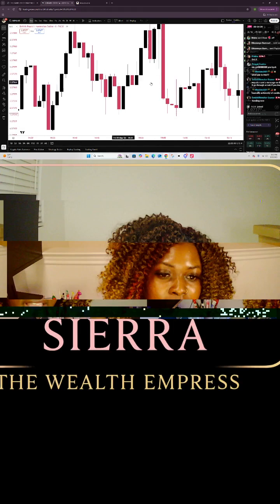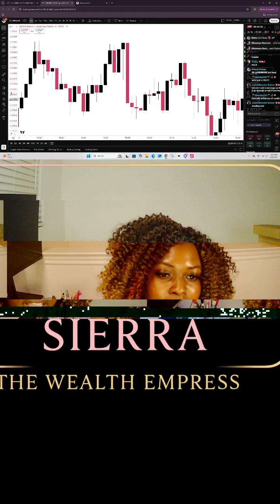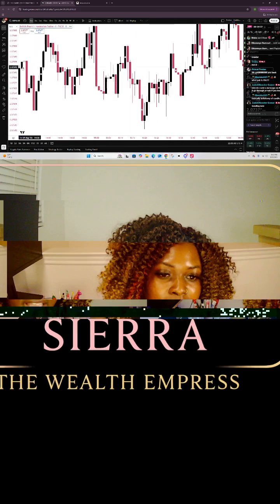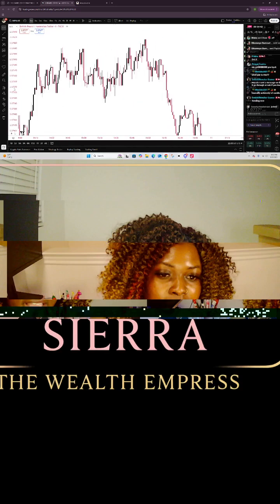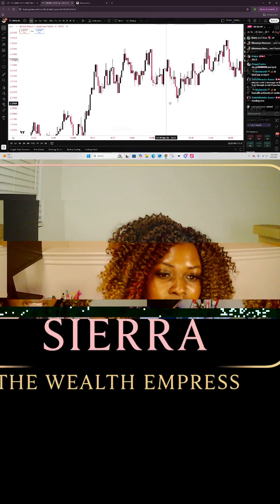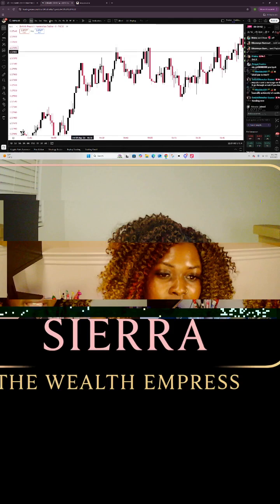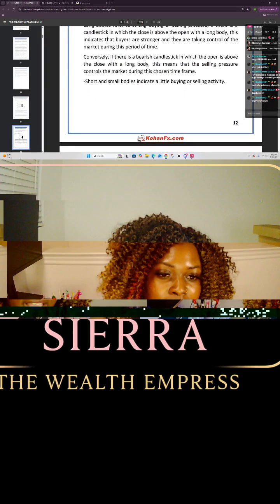This is a crazy candle. You see that little tiny wick? Oh yeah, bears have come into the market. And then as you can see, it came down a little bit. Then it came up, ran some liquidity, okay, and then decided to come in. But this is why it's important to pay attention to these candlesticks at zones, but we will get to the zones. All right. Short and small bodies indicate a little buying or selling activity. Yes, that is an engulfing candle for sure, and also known as a displacement.